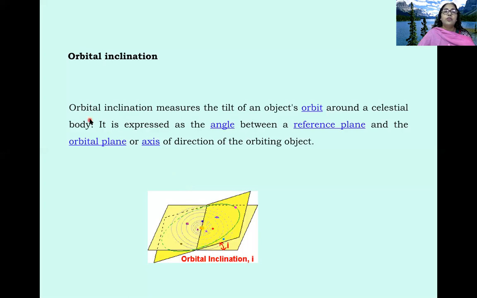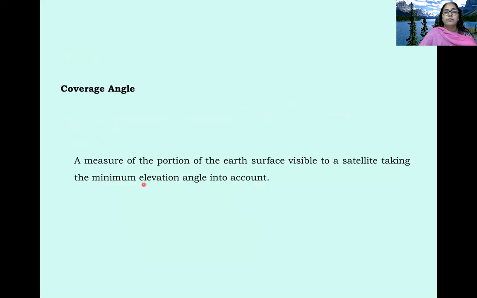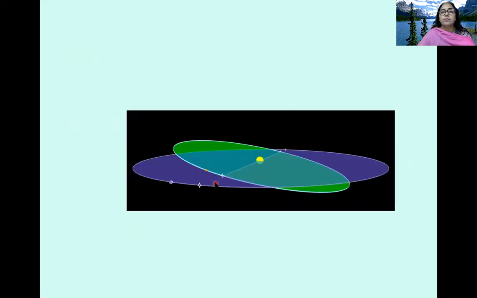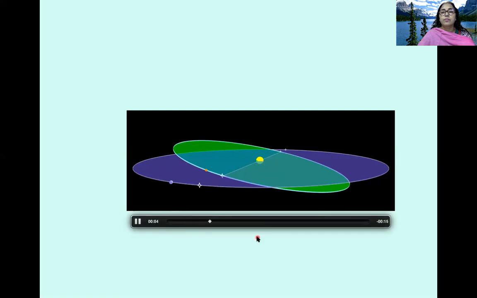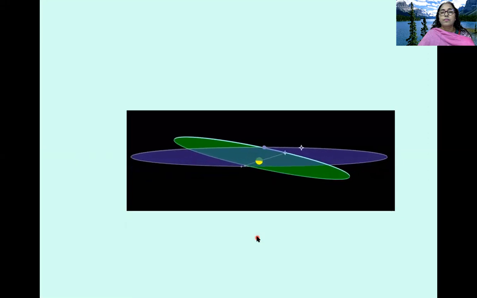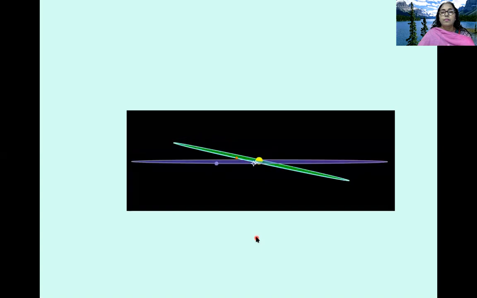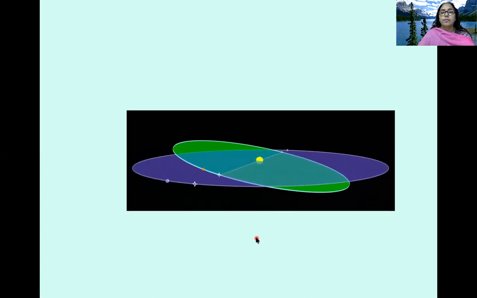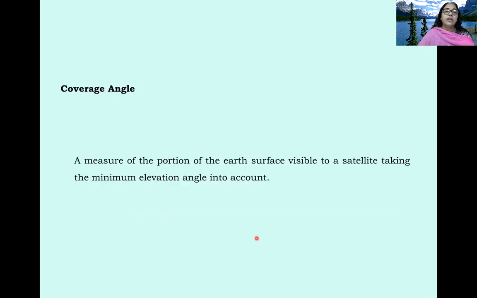Now orbital inclination. Orbital inclination measures the tilt of an object's orbit around a celestial body. It is expressed as the angle between a reference plane and the orbital plane or axis of direction of the orbiting object. Coverage angle is a measure of the portion of the surface of the Earth visible to a satellite, taking the minimum elevation angle into account.